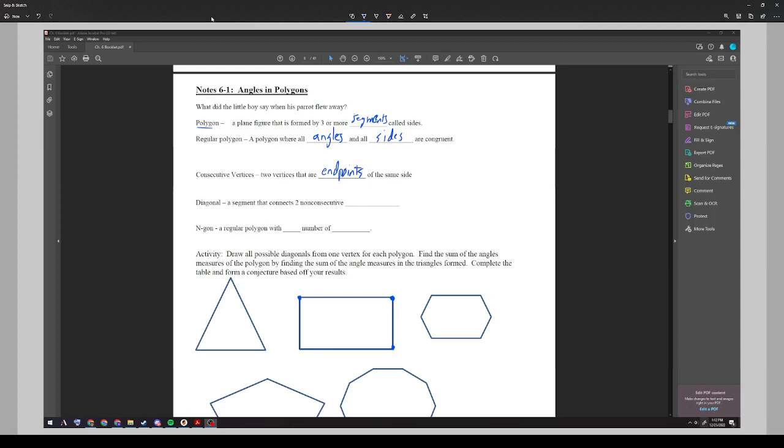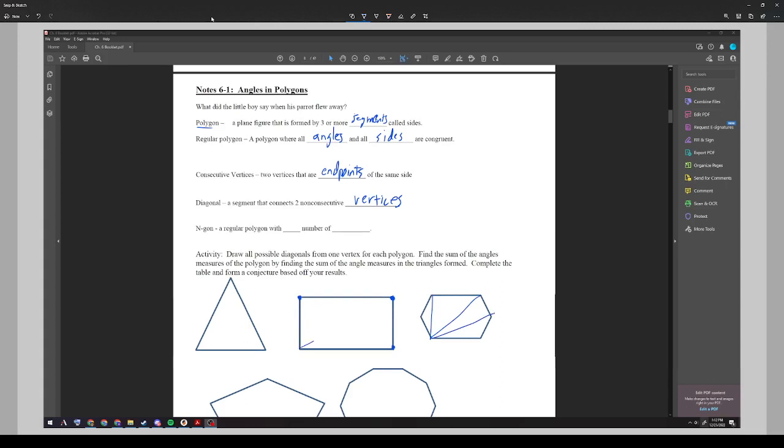Then a diagonal is a segment that connects two non-consecutive vertices. So basically, we draw all of the segments that connect the consecutive vertices, and that outlines the shape. But if we draw a segment between any two non-consecutive vertices, all of these lines are called diagonals.